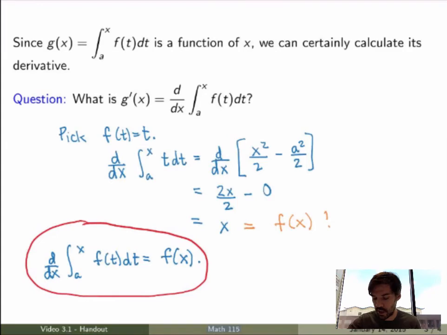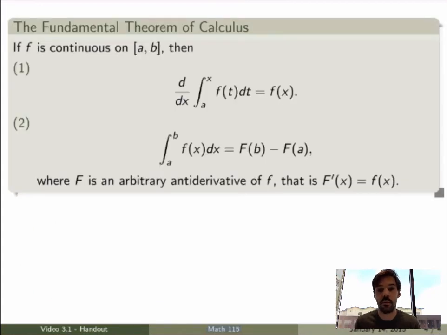So now we're ready to state the full fundamental theorem of calculus. And here it is. All right, so pick any function f, which is continuous over some closed interval between a and b. Then the statement is that the derivative of the integral here of the function f of t dt is always equal to the original function. Now this is true for x between a and b. I should have added that.